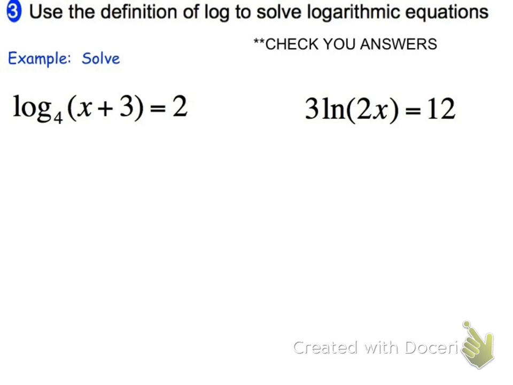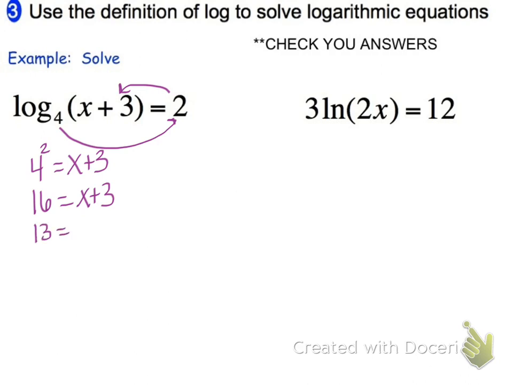So we have the log base 4 of x plus 3 equals 2. Let's go ahead and use the log loop and rewrite this as an exponential. So we're going to say 4 to the 2 equals x plus 3. We know that 4 squared is 16. And if we subtract 3 from both sides, we can see that 13 equals x.